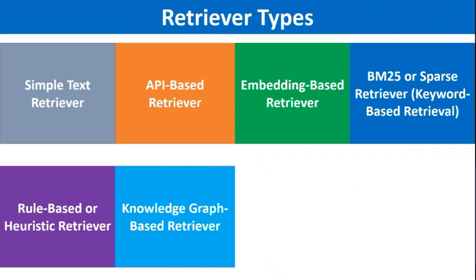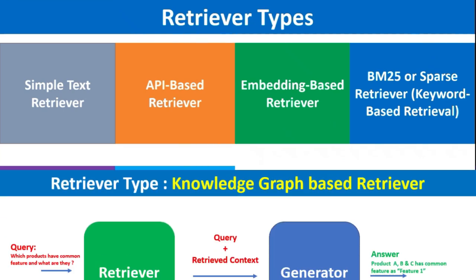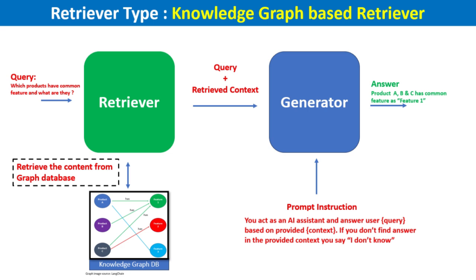Then we have knowledge graph-based retriever. So a knowledge graph-based retriever is best suited for data represented as entities and relationships, such as dependencies between products or hierarchical data. By leveraging graph traversal techniques or SPARQL queries, this retriever can provide highly contextual and relationships-rich responses. For instance, it can answer a query like which features are shared by product A and product B by traversing the graph to find shared attributes.